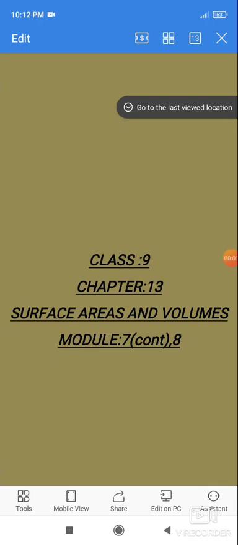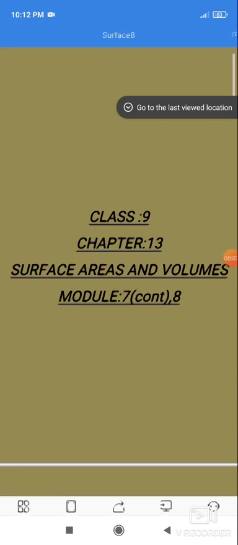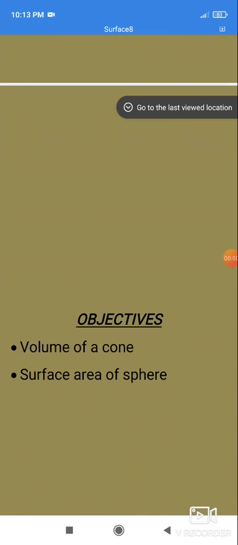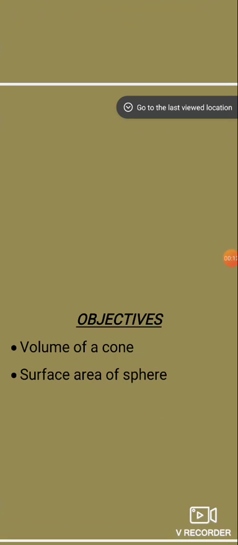Class 9, Chapter 13, Surface Areas and Volumes, Module 7, continuation and 8. Objectives. In this module, you will learn about volume of a cone and surface area of a sphere.